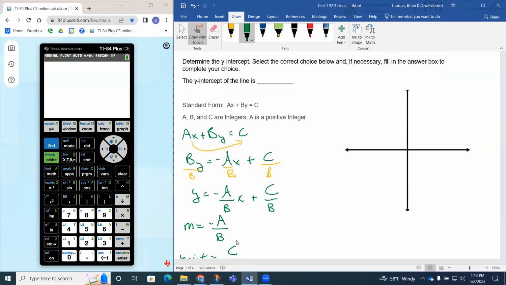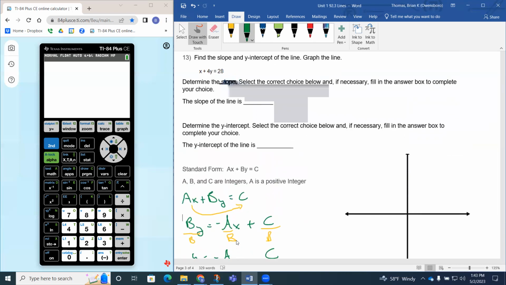So in our problem, we have x plus 4y equals 28. To find the slope, we can use the formula m equals negative a over b. The coefficient of x is 1, the coefficient of y is 4. So the slope of the line is going to be the opposite of 1, which is negative 1, and then we put it over 4. So the slope of the line is negative 1/4.